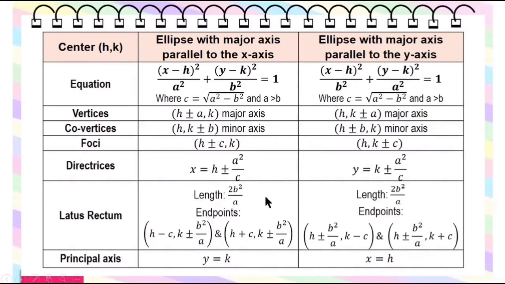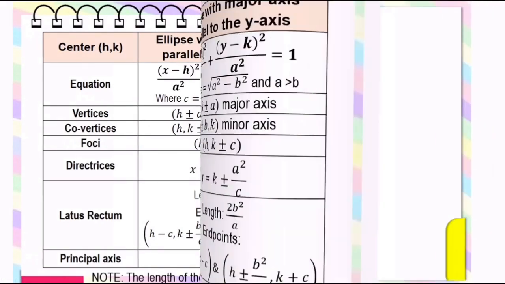Ang length ng latus rectum ay ganun pa rin. We have 2b squared over a, mapa-center at the origin or not at the origin. The eccentricity is also equal to c over a, and the length of the major axis is also equal to 2a, while the length of the minor axis is 2b. Let us have an example.